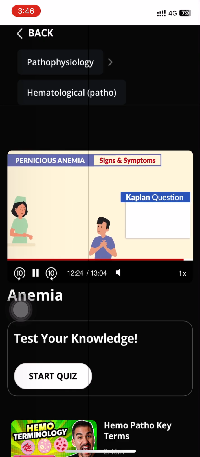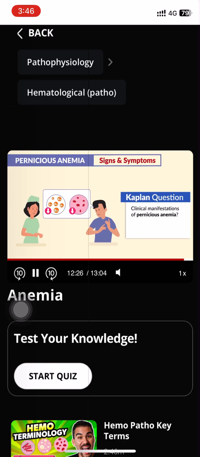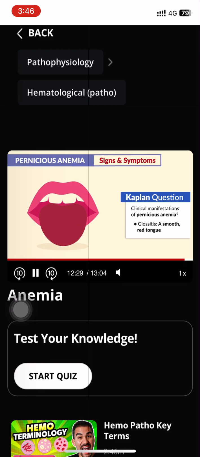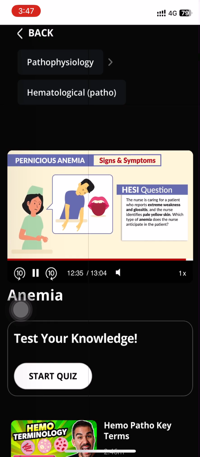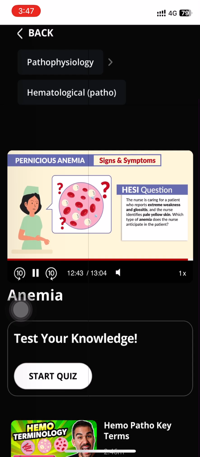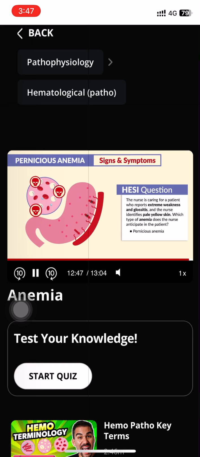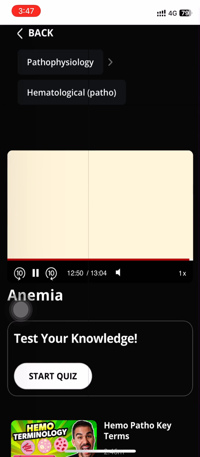So Kaplan mentions clinical manifestations of pernicious anemia, glossitis, a smooth red tongue. And Hesse mentions the nurse is caring for a patient who reports extreme weakness and glossitis. The nurse identifies pale yellow skin. Which type of anemia does the nurse anticipate in the patient? Pernicious anemia.